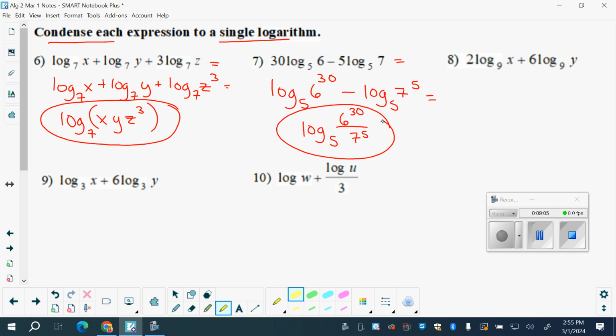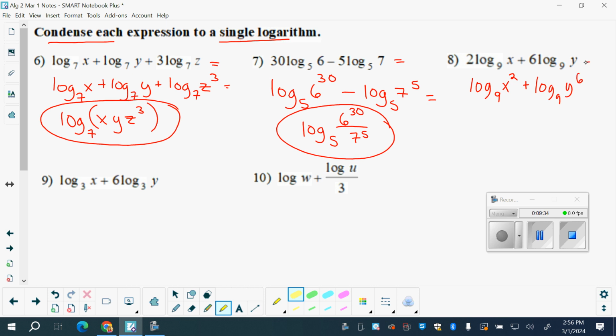Okay, I'm going to do one more. So we want to move these numbers in the front. Log base 9 of x squared. Well, do you know what to do with the next one? Log base 9 of y. See how we move this 2 to the exponent? What are we going to do with that 6? Yes, move it to the exponent.